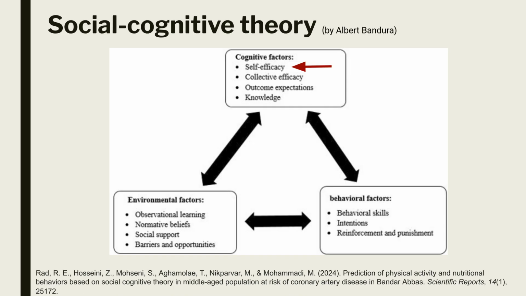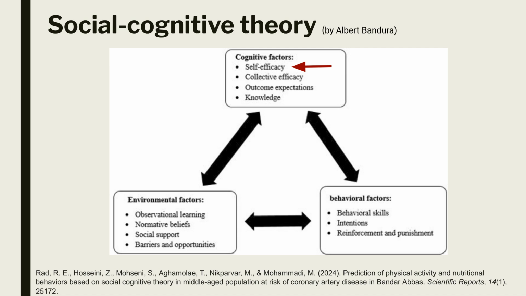Now let's shift to social cognitive theory. In this theory, human behavior is explained through a dynamic and reciprocal model of causality, in which behavior, personal cognitive factors, and social environmental influences continuously interact. This concept is known as reciprocal determinism.